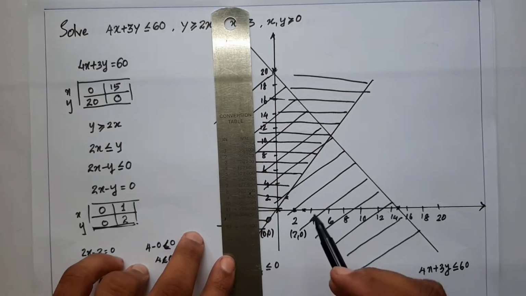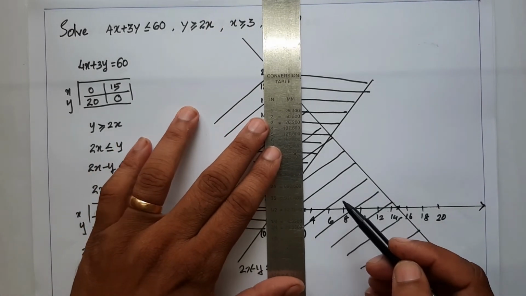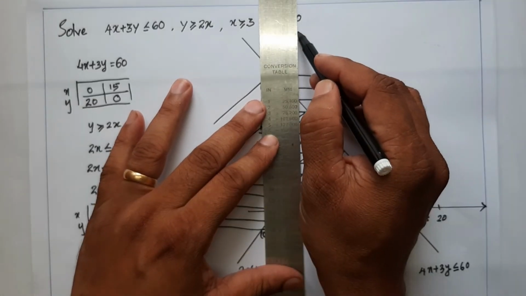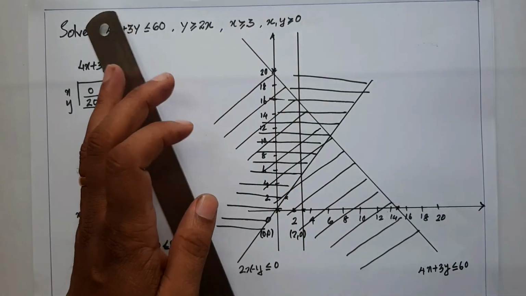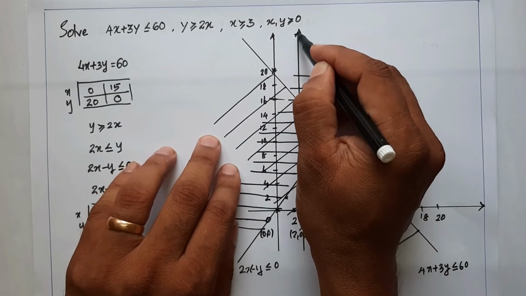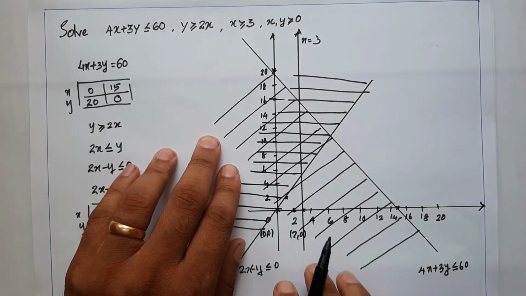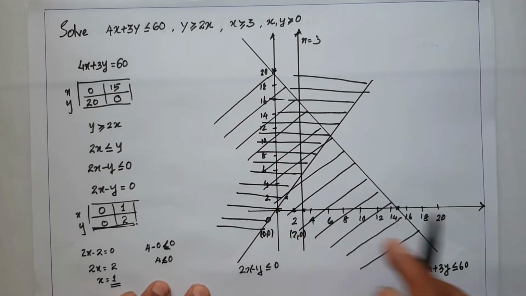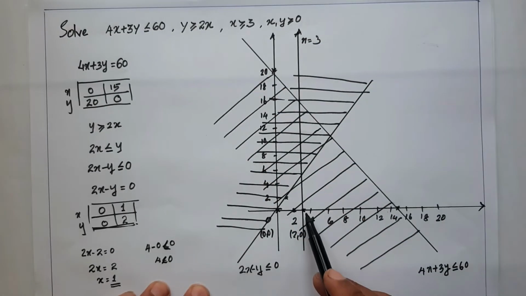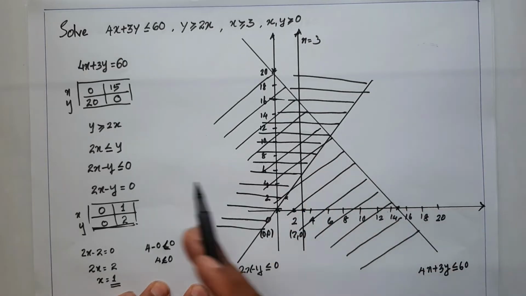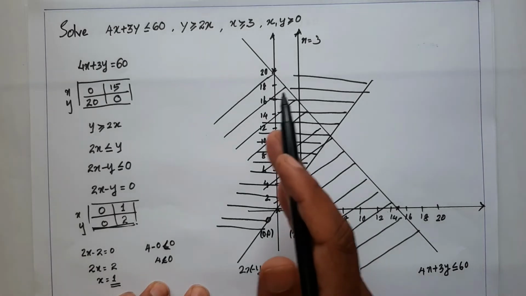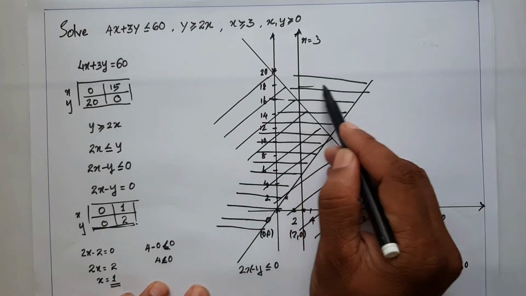Now x equal to 3 is a straight line. You already know x equal to 3 is a line. That line is parallel to the y axis, which is perpendicular to the x axis. And we want x greater than or equal to 3. X greater than 3 is on the right side part, the left side part has x values less than 3. So we shade the right side region.